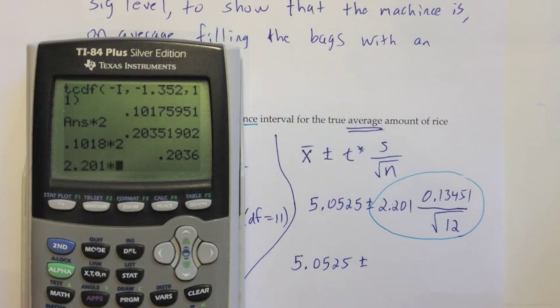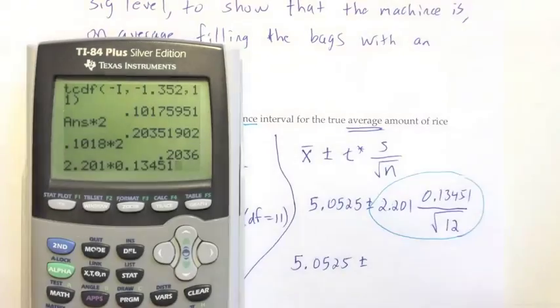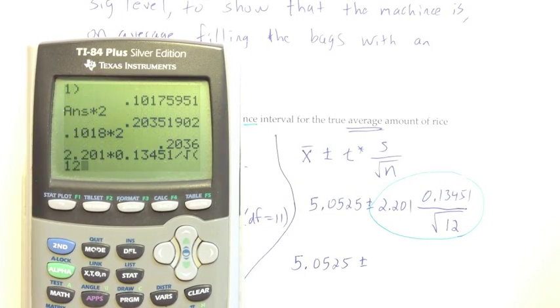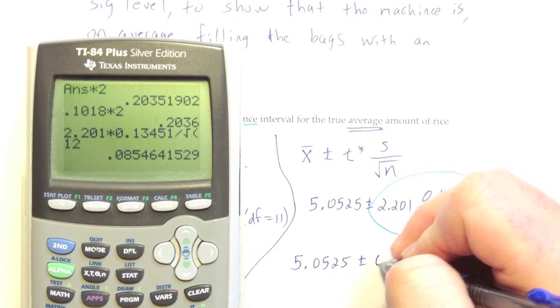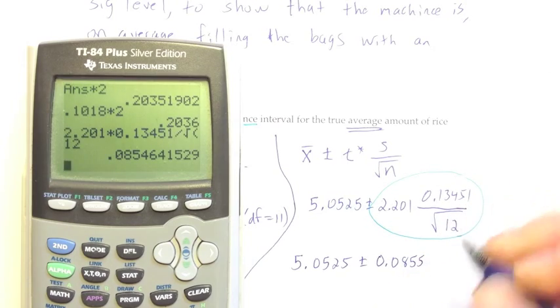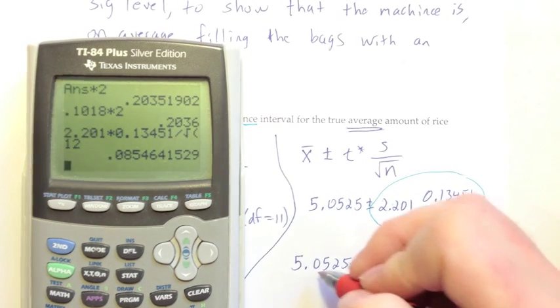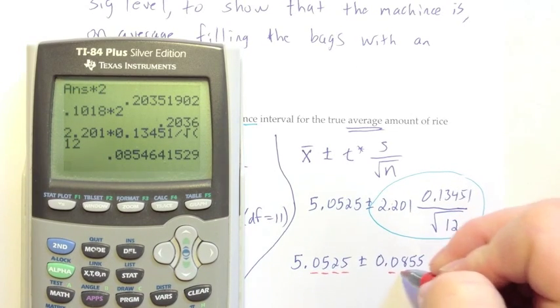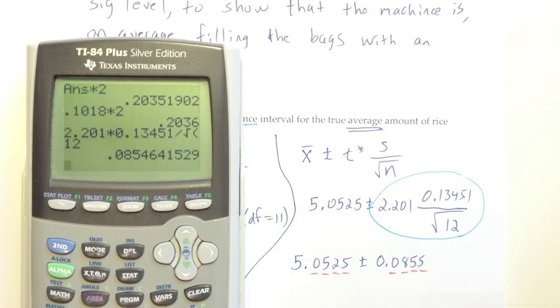2.201 times 0.13451. And then divide that by the square root of 12. And I get plus or minus 0.0855. Just a reminder on the rounding rules, if we have 1, 2, 3, 4 decimals here, then we should match that with 1, 2, 3, 4 decimals here as well.